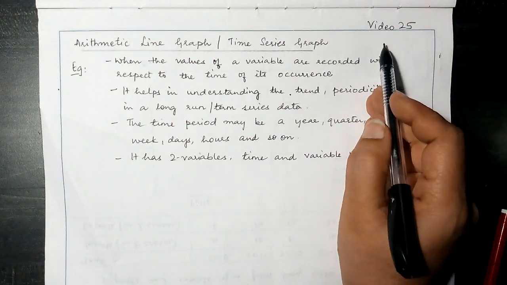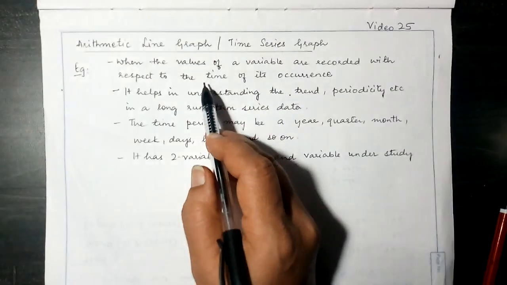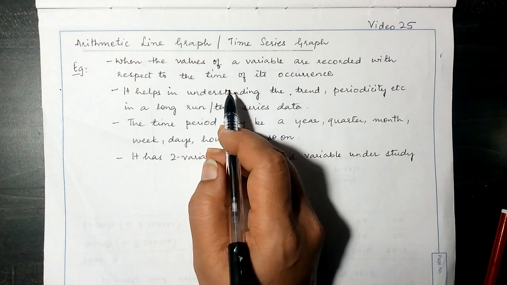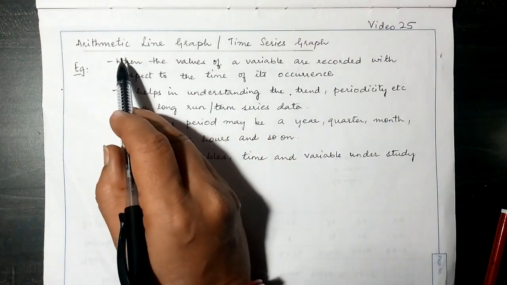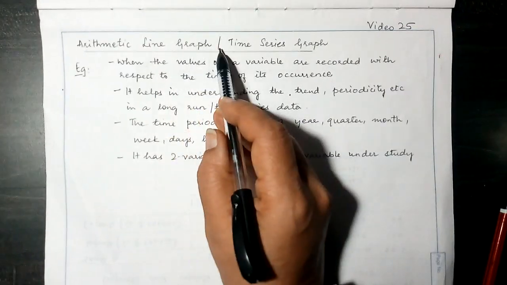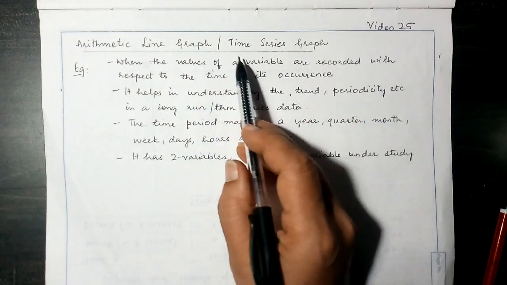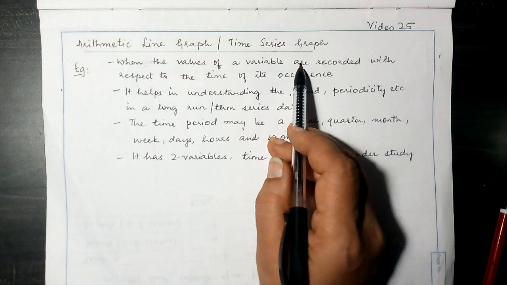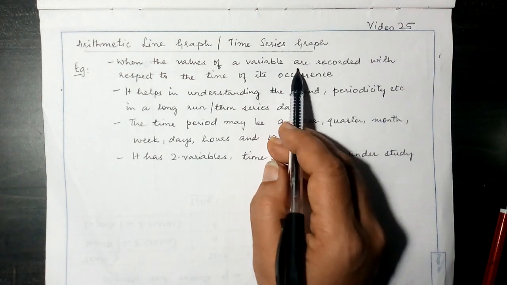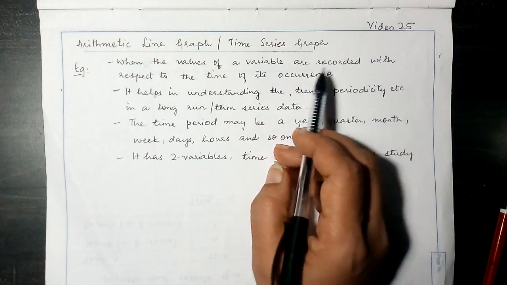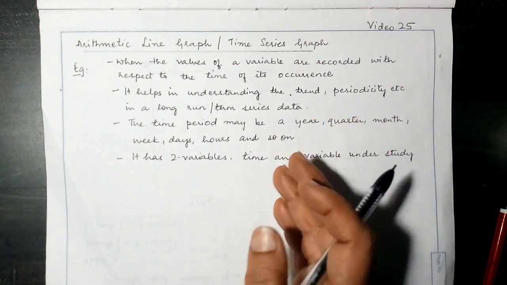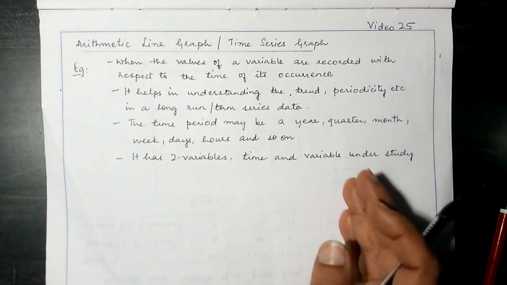In our video number 25, we are going to learn the last of the frequency diagrams called the arithmetic line graph or a time series graph. As the name tells us, it's a time series graph, so it is something chronological. It will give us the data pertaining to different periods of time.